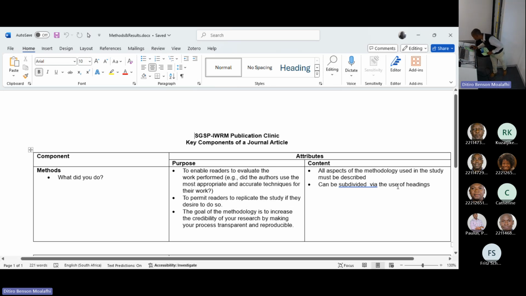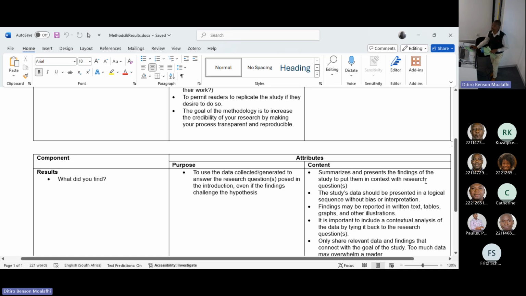All aspects of the methodology used in the study have to be stated and described. Some of them can have subheadings, but this is where you tell exactly what you are going to do. Then, of course, this will be followed by the results section. What did you find in applying your methodology to attain the objectives of your research, answer the research questions and interrogate the study hypothesis? Now, when we were at the introduction, in terms of the research hypothesis, you do not necessarily try to agree.